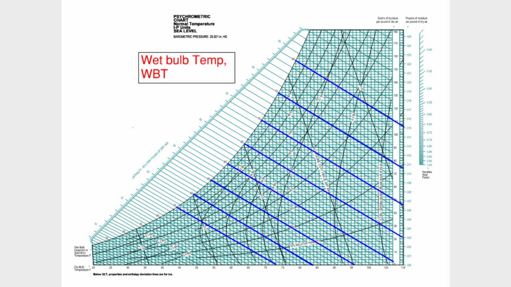Moving on, the wet bulb temperature, or WBT. This is measured with a wet cloth wrapped around the thermometer bulb. It's a mix of temperature and humidity effects. On the chart, wet bulb lines run almost parallel to the enthalpy lines. The wet bulb is always equal to or lower than the dry bulb temperature, and they're equal when the air is fully saturated. Wet bulb readings are super important for cooling towers and evaporative cooling systems.